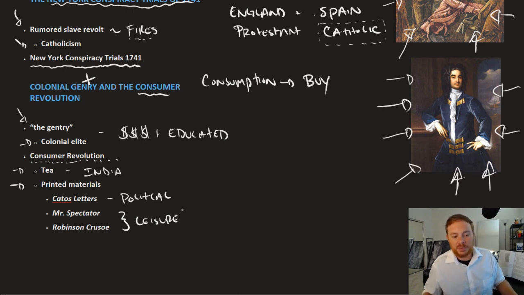But the abundance of printed materials made it very easy for information to spread around the colonies. And of course, one of the important things to note is that when the ideas of the revolution hit the 13 colonies, because there is so much printed material and because it's such a part of the culture and the leisure, those ideas are going to spread very, very quickly.